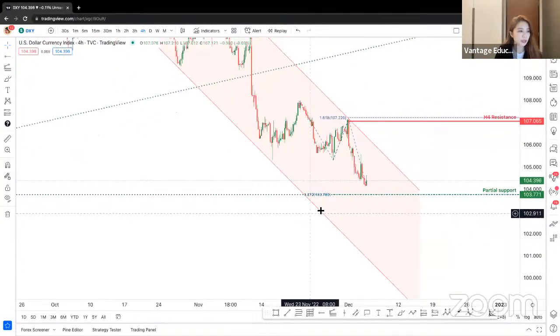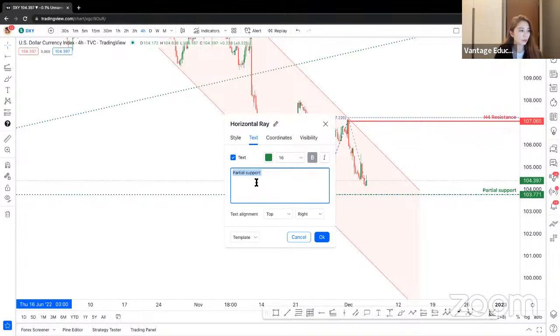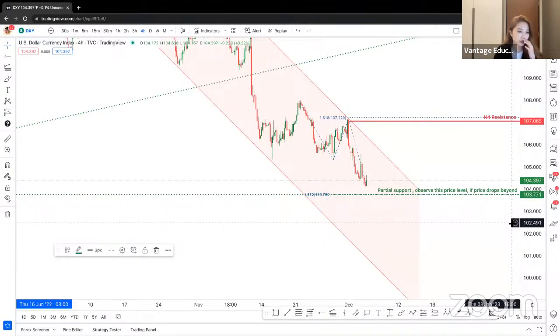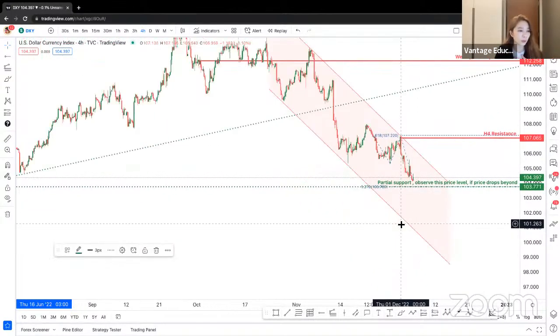However, if you want an H4 analysis, I don't see a very good and valid analysis for today. However, we can observe this price level. If price drops beyond, we can look at it. So observe this price level at 103.771. If it drops beyond, then we can look at a further downward movement and go in for a sell. This is what I'm looking at for H4 from my own personal point of view.